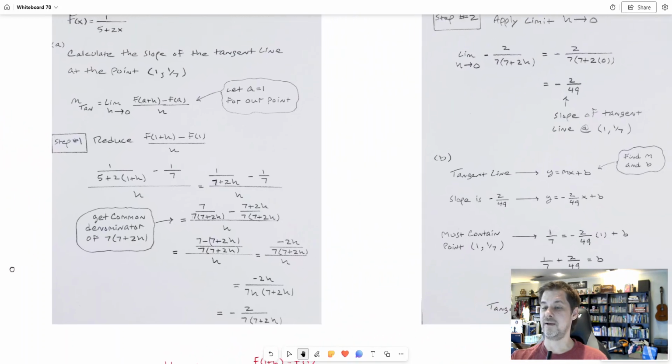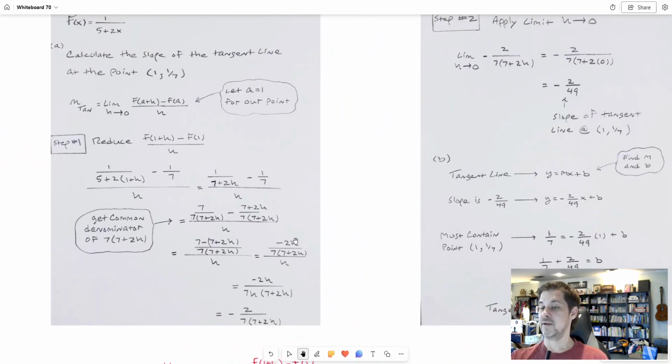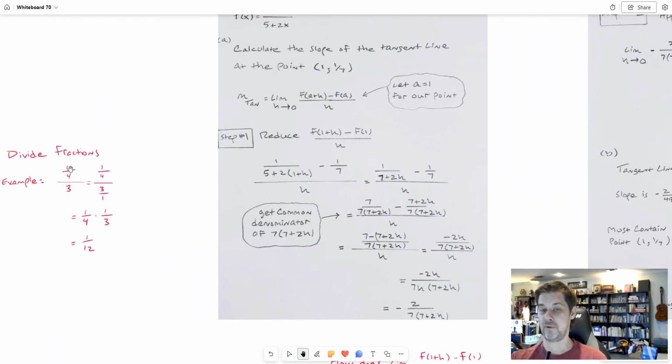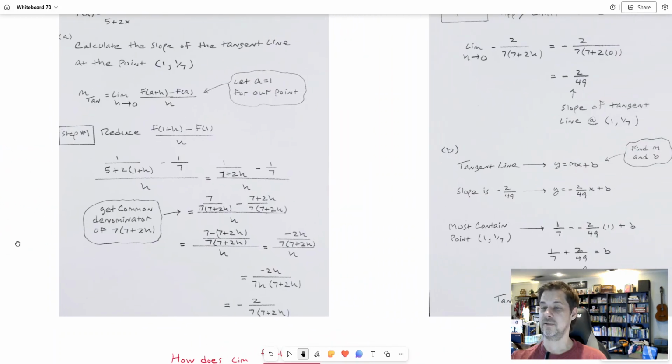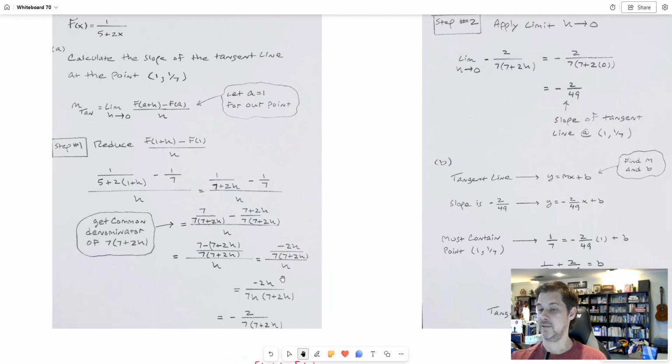Now that's what I have here. I do the same thing. I take this top fraction and I multiply it by 1 over h. It's exactly like how I would do this over here. It just appears more complicated. That gives me this, and then those h's cancel, giving me negative 2 over 7 times 7 plus 2h. Okay, so that's the reduction part. I can't reduce it anymore.